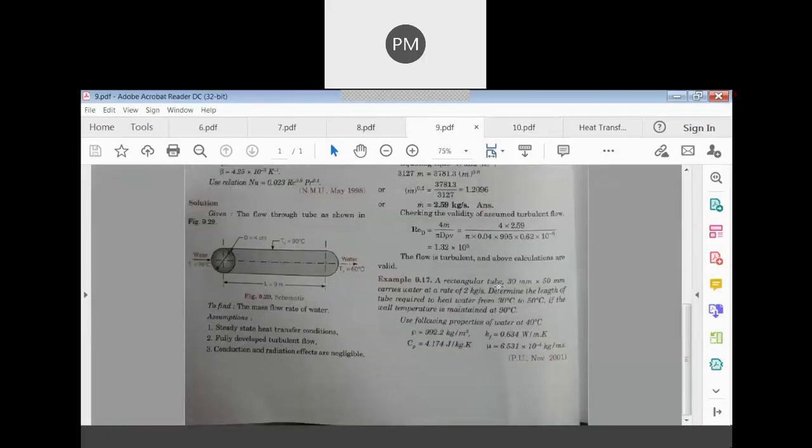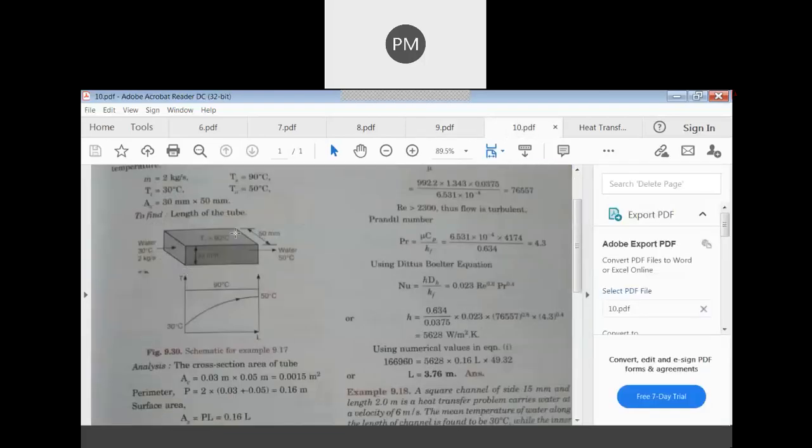So it is a rectangular tube of 30 into 50 mm cross section. It is not a circular cross section, it's a rectangular cross section, 30 into 50. Mass flow rate they have given, 2 kg per second. Determine the length of the tube required to heat the water from 30 to 50 degrees Celsius if the wall temperature is maintained at 90 degrees Celsius. This is a problem on constant surface temperature because they have told that surface temperature will be maintained at 90 degree, whereas inlet temperature is 30 degree, exit temperature is 50 degree, cross section they have given, mass flow rate they have given. Once they have given mass flow rate, you can calculate the Reynolds number using the formula 4m by pi d mu.